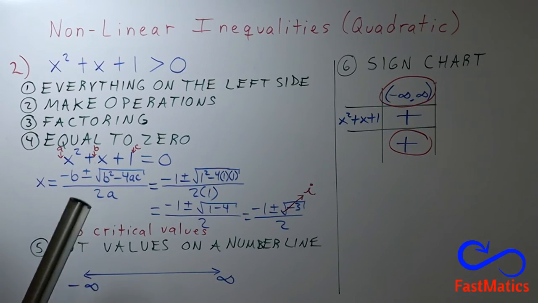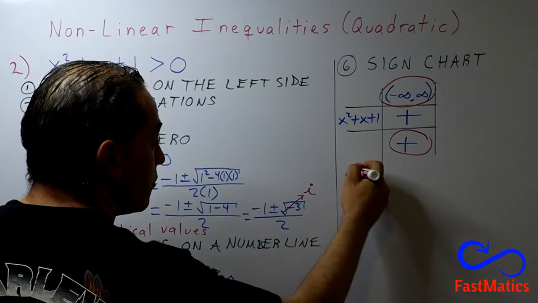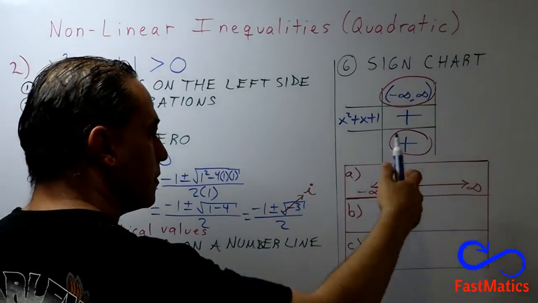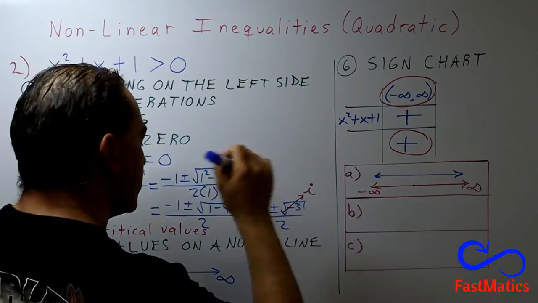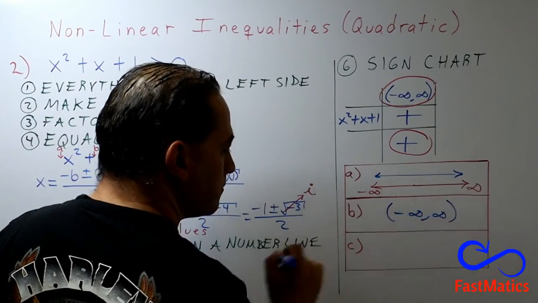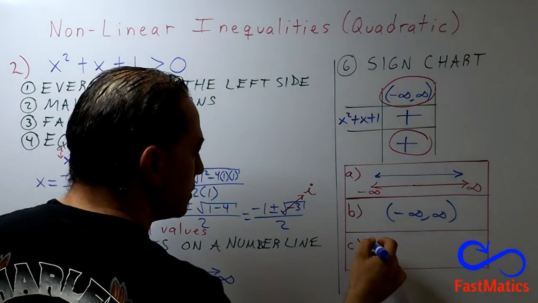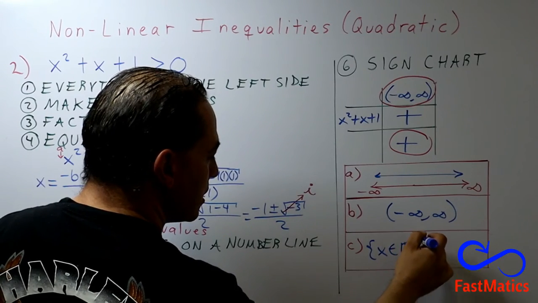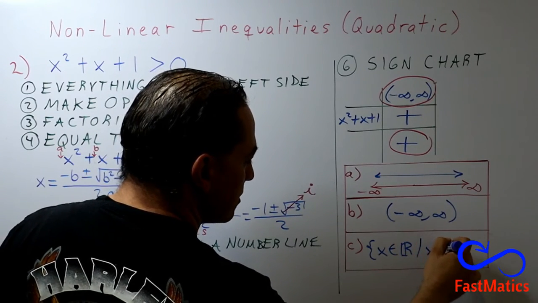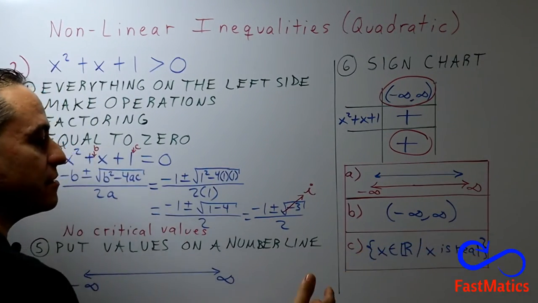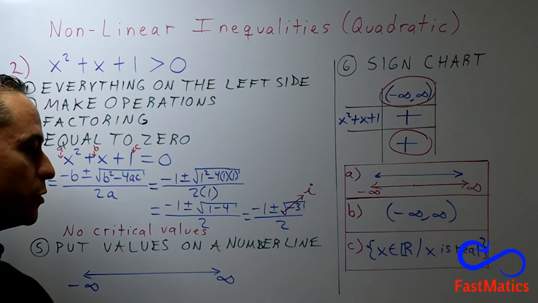So the answer is all the numbers. Three ways of writing the same answer. So here you put the answer on the number line. Next way of writing the answer, you copy the interval. And finally, you write the set of numbers that are elements of the real numbers, such as x is real. Write that when the answer is all numbers.